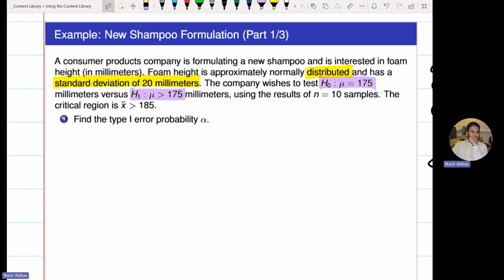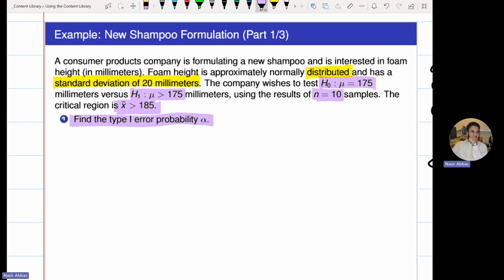Now let's get back to the question. Again, you can see from the question, it's an upper-sided H1. H1 is more than 175. So this is what you are interested in testing. Using the results for the sample size, what is the sample size? And what is the critical region, rejection region? You will reject H naught if your sample mean is greater than 185. What are they asking you to find?